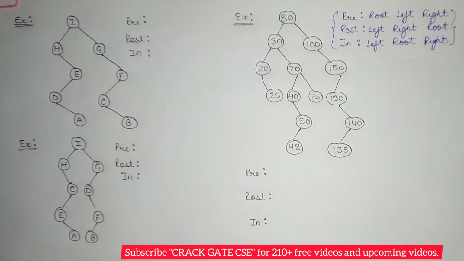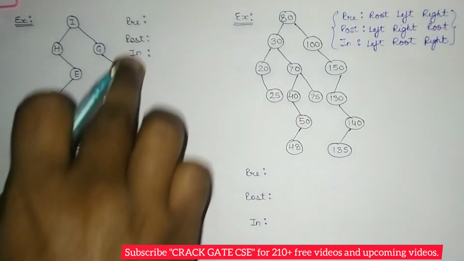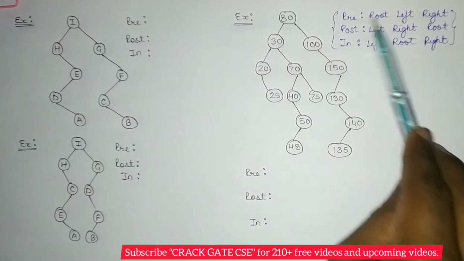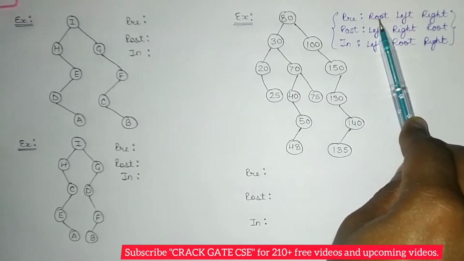So let's start with the first example. In the first example, this is the tree I have, and for that I have to find out the pre-order, post-order and in order traversal. So I am starting with the shortcut only. What is the shortcut for pre? Pre says to print the root. Whenever you are visiting a node, just print that out.